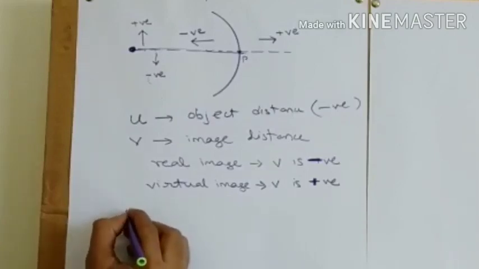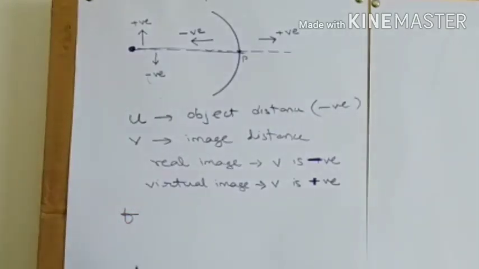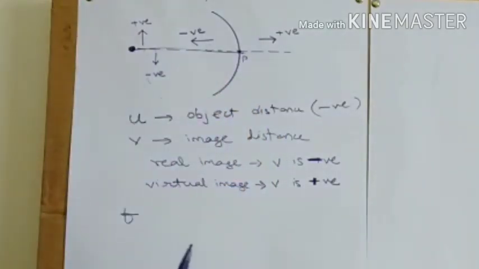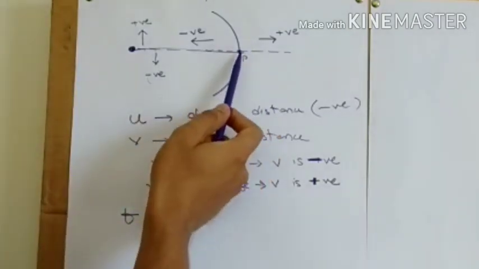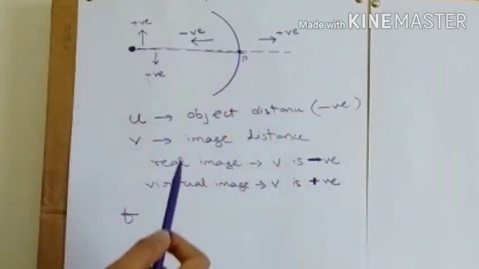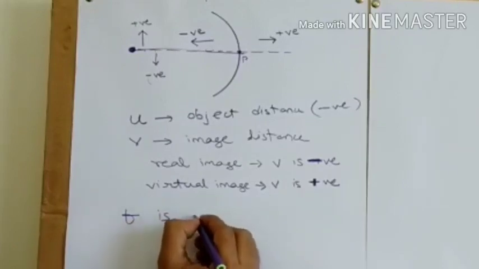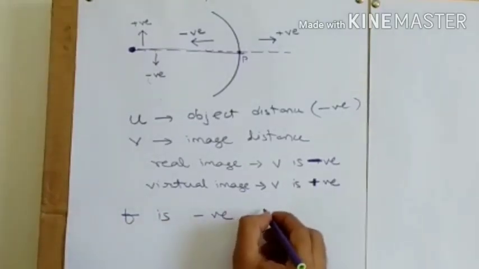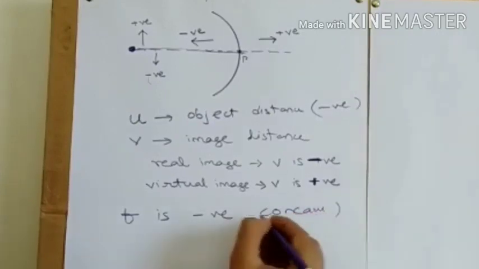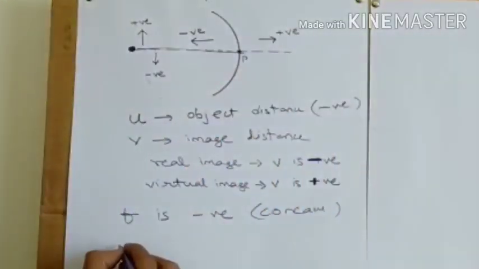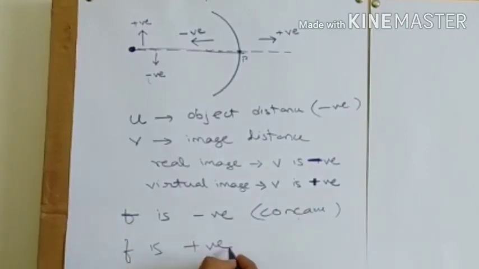Now what about the focal length, that is F? I am sure you remember focal length is the distance between the pole and the focus. Now if it is a concave mirror, the focus will be towards the left-hand side of the pole. Correct? So for a concave mirror, the focal length is always negative. Remember, for a concave mirror, F is always negative. What about convex? In a convex mirror, the focus is towards the right-hand side. Therefore, F is positive for a convex mirror.